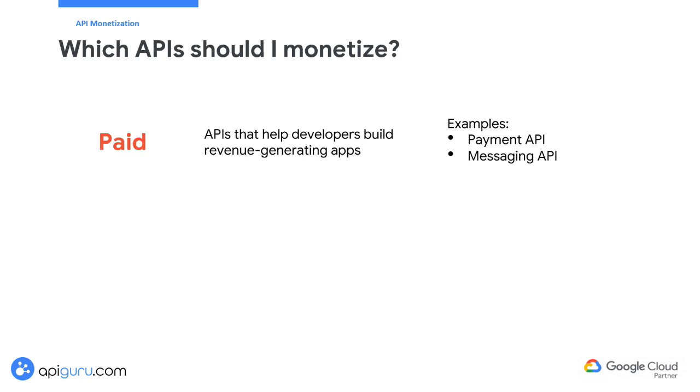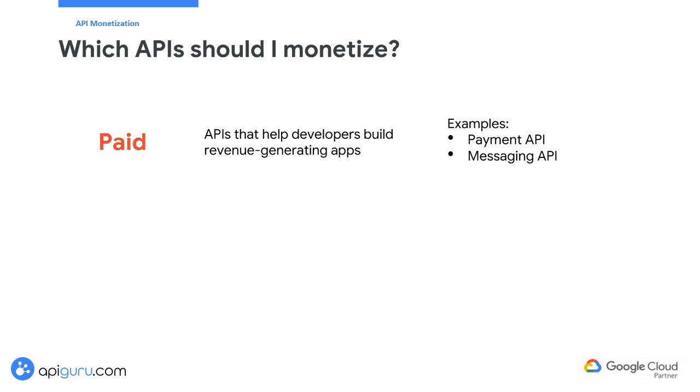Monetize APIs that help developers build revenue-generating apps. Think of payment APIs like Stripe or Braintree. These APIs allow developers to integrate payment solutions into their apps, which is crucial for any business that wants to handle transactions online. Another example is communication APIs like Twilio, which provides messaging and voice services. These APIs add significant value to applications and are worth paying for because they enable developers to deliver high-quality, revenue-generating features.